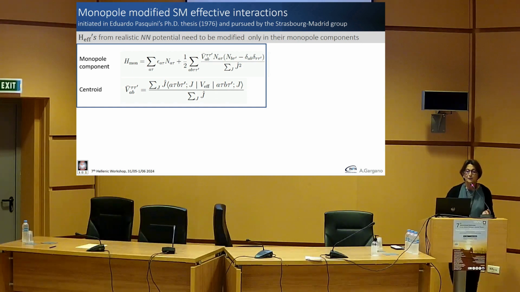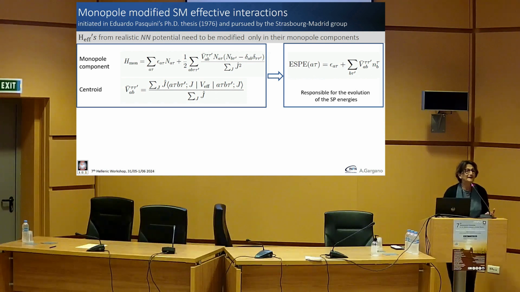As a matter of fact, this monopole component is responsible for the effective single particle energies. Here is the definition, and you see it depends on the occupation number and on the monopole component. The effective single particle energies represent the evolution of the single particle energy for a system with more valence nucleons, and they are connected to the mean field of the interaction. So you can see that it depends on the occupation number. The evolution is particularly relevant when we go far from the doubly closed shell, and so this number increases.